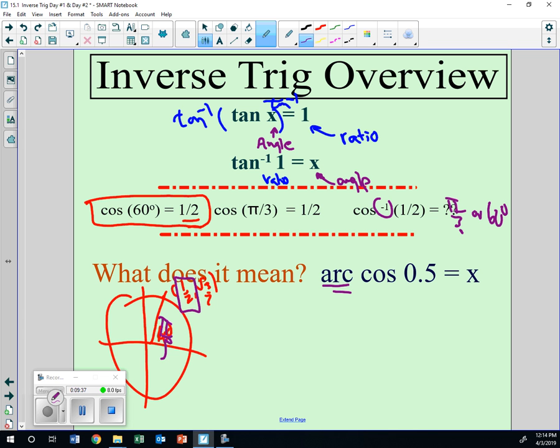Anytime you see arc, that means the answer is going to be in radians. Anytime you see inverse, we're going to say it's in degrees. Okay? So whenever you see arc, it's radians, or inverse is degrees. Arc length, radians. That kind of makes sense, doesn't it? Because otherwise, how would you tell inverse cosine of 1/2? It's either 60 or pi over 3. The arc tells you it's pi over 3.